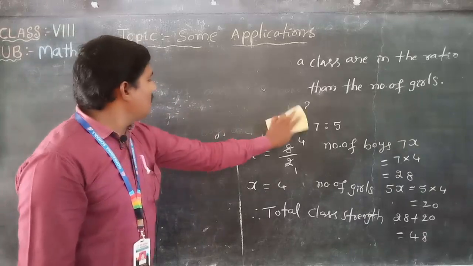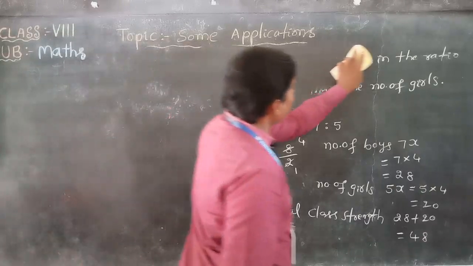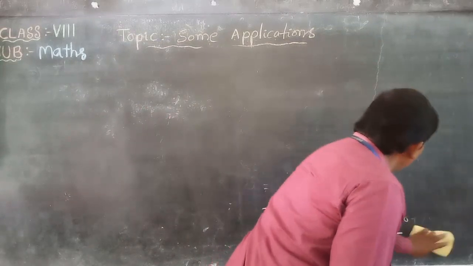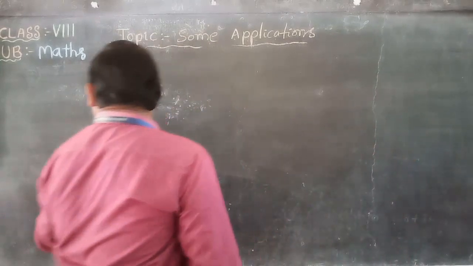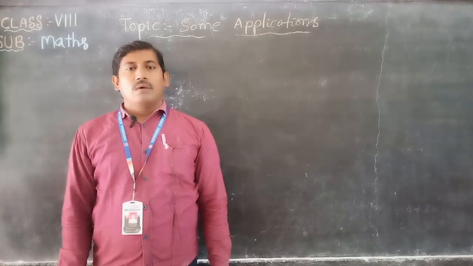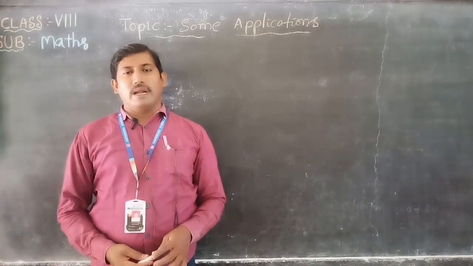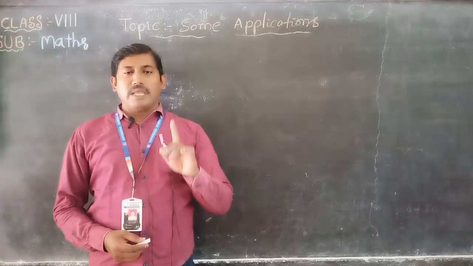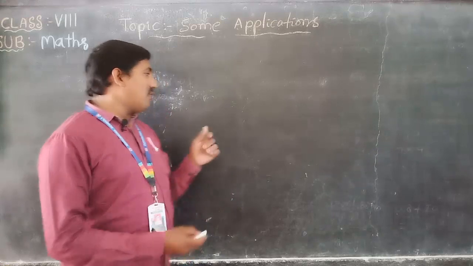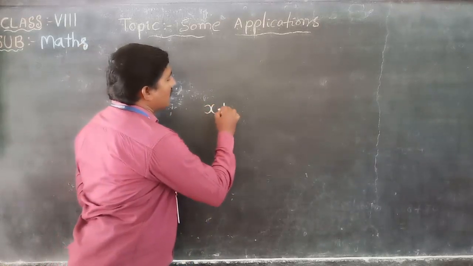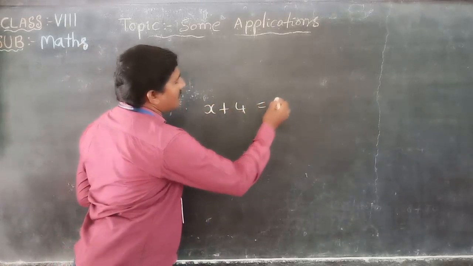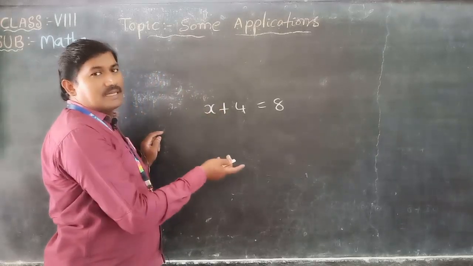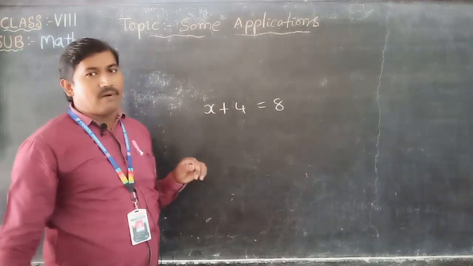One more model we'll discuss. Ratio models. We discussed some applications regarding one variable. Next class we will discuss two same only. See, for us came here x plus 4 is equal to 8, means only in LHS only variable came. Next class we will discuss both side variable problems. Okay, thank you.